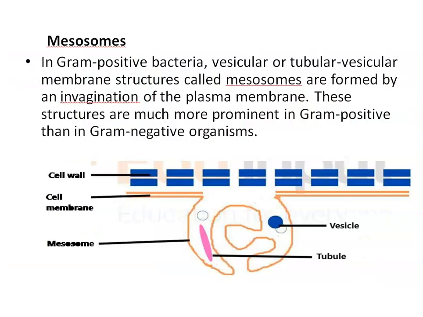Next, mesosomes. In gram-positive bacteria, vesicular or tubular vesicular membrane structures called mesosomes are formed. How? By an invagination of plasma membrane. You can see here, this is cell wall, this is cell membrane. It invaginates and forms mesosome. This is mesosome. These mesosomes, means these type of structures, are much more prominent in gram-positive than in gram-negative bacteria, right?